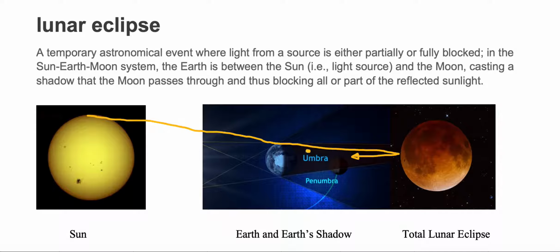Let's say you are on the nighttime side of the Earth observing this total lunar eclipse. You are going to be in this umbra phase, the umbra shadow, which is the deepest, darkest shadow of this eclipse. The penumbra is a lighter shadow or a partial shadow.